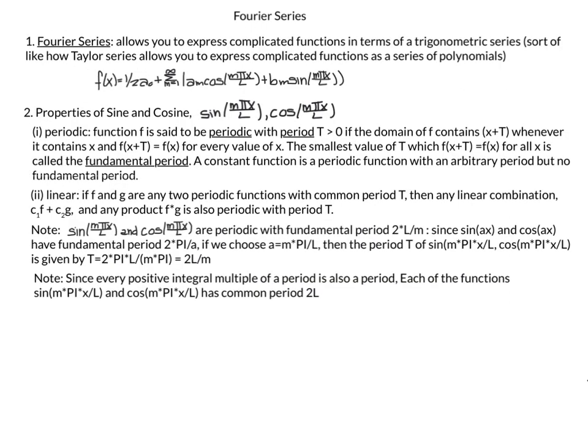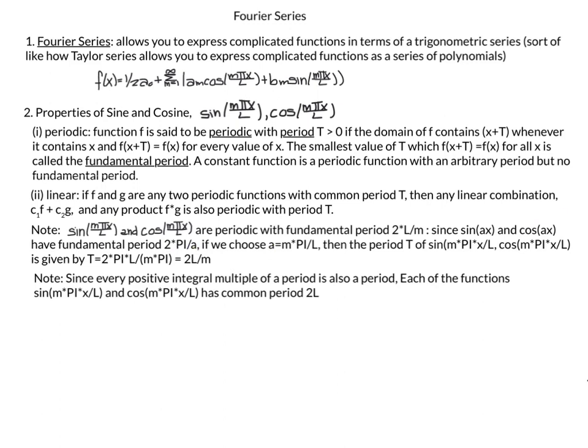So sine of mx over L and cosine of mx over L are both periodic with fundamental period 2 times L over m. And we can see this since the period of sine and cosine is 2 pi, and the period of sine of ax and cosine of ax is 2 pi over a.